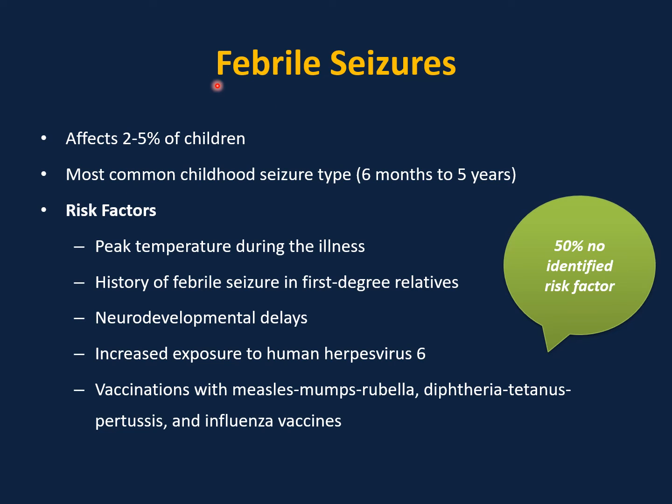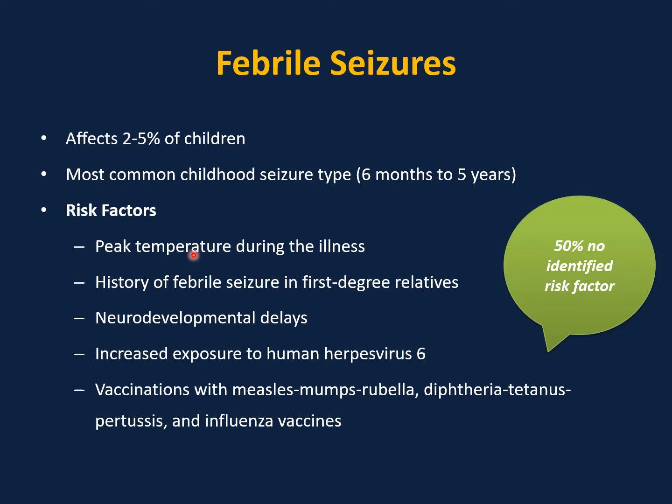First type of seizure, we'll discuss febrile seizure. Febrile seizure affects 2 to 5% of children. It is very common. This is the most common childhood seizure type in general. The most common type of seizure is febrile seizure. Affects children between 6 months and 5 years of age.